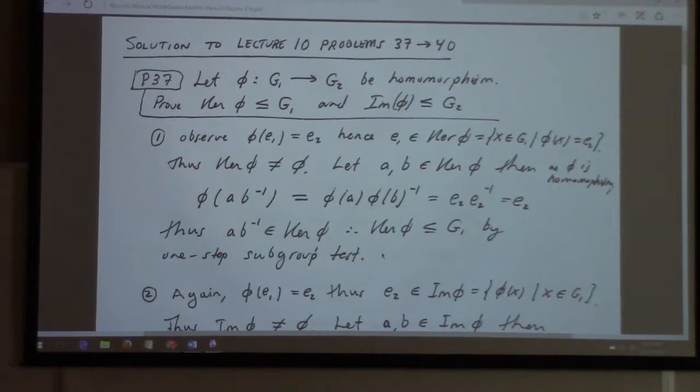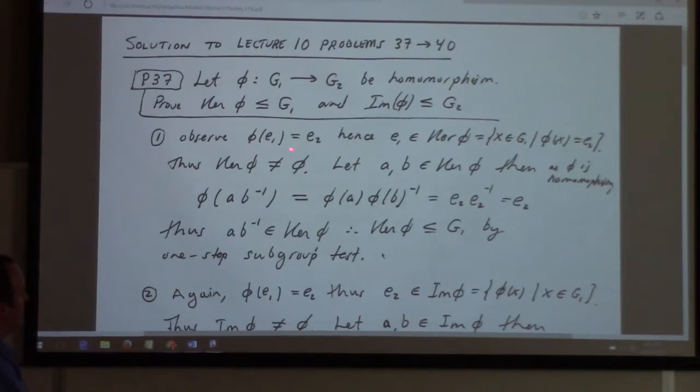All right, so I'm just going to try to go through these pretty quickly, unless there's something that you want me to talk about more. So this problem was problem 37, the first problem after test 1. It's been a little bit since you looked at this one. You have a homomorphism from a group G1 to a group G2, and it's supposed to prove that the kernel is a subgroup of G1 and the image of the homomorphism is a subgroup of G2.